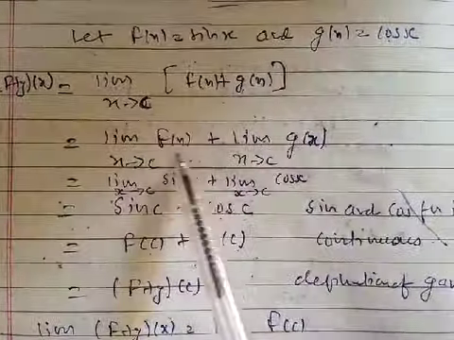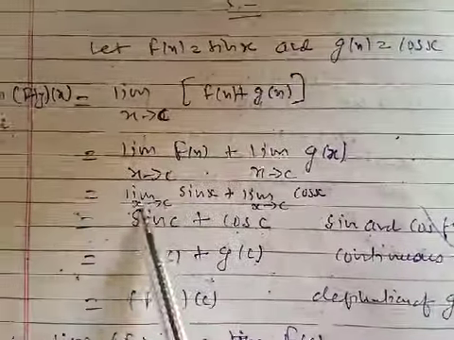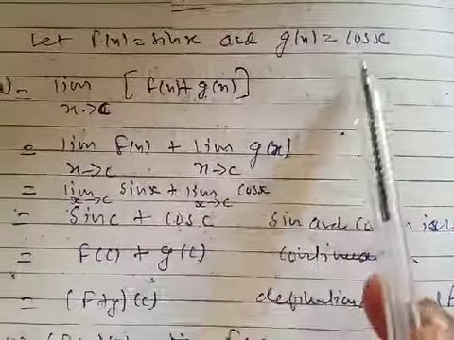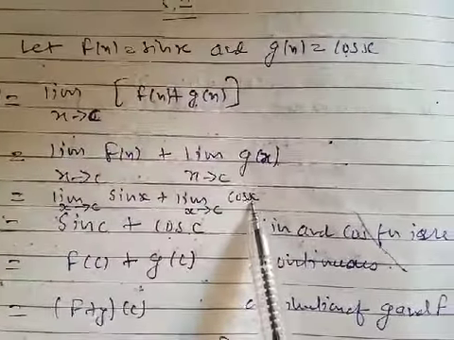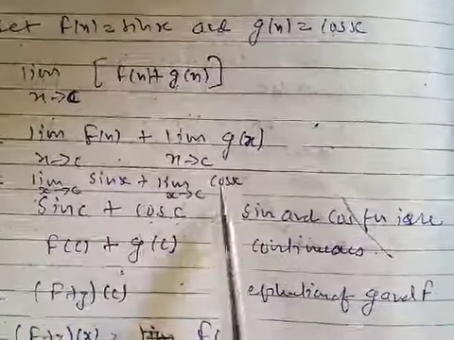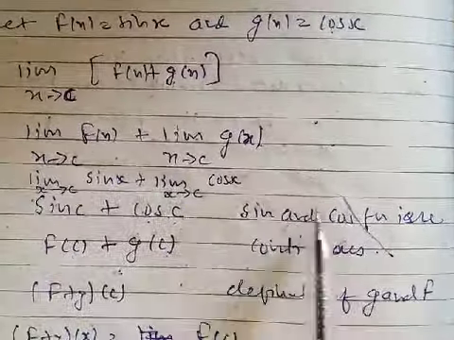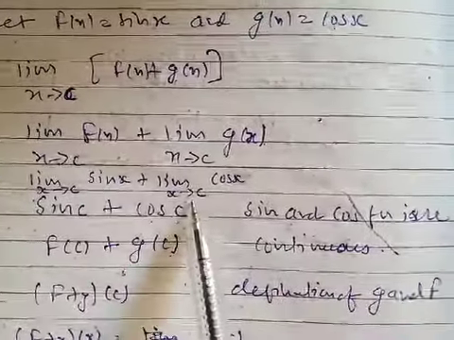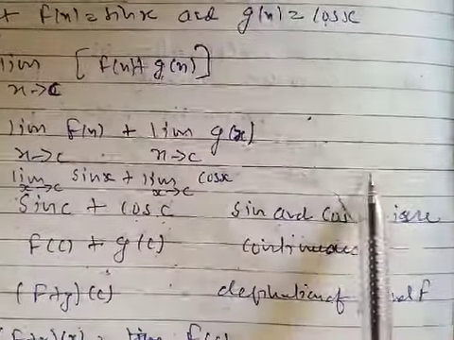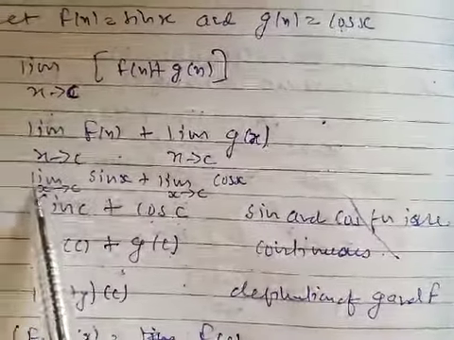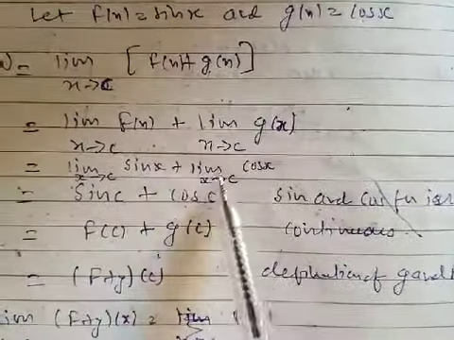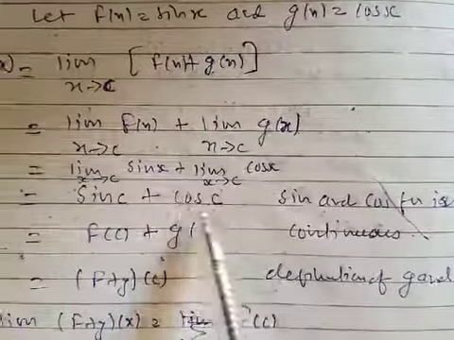What is f of x? Sin x. So limit x tends to c, sin x plus limit x tends to c. What is g of x? Cos x. Now what is given? We know that the sine and cos functions are continuous. When it is continuous, according to the first definition, limit x tends to c, f of x is equal to f of c. So here limit x tends to c, sin x will become sin c, and limit x tends to c, cos x will become cos c.